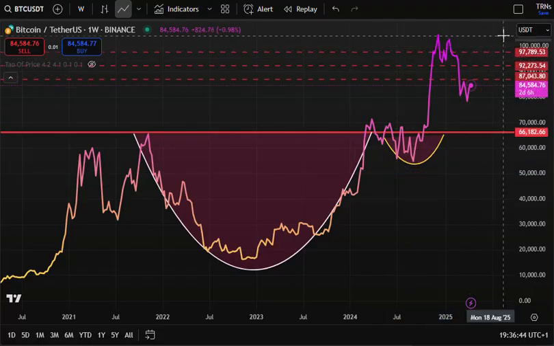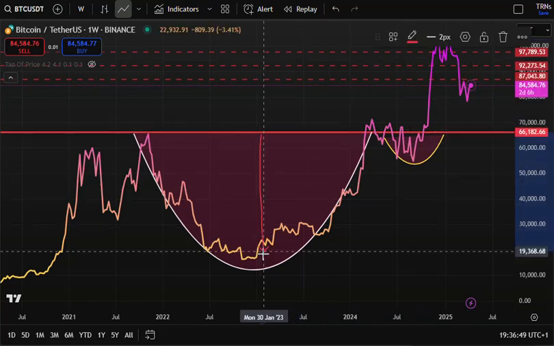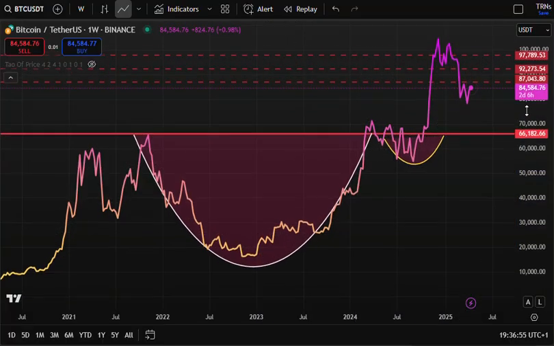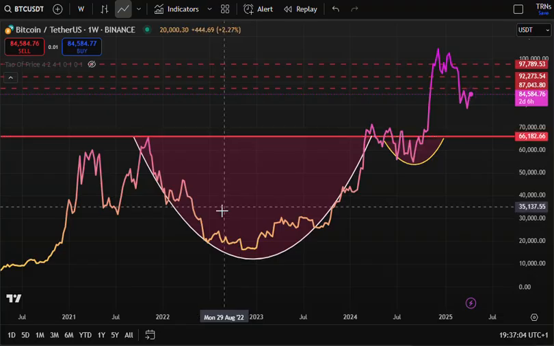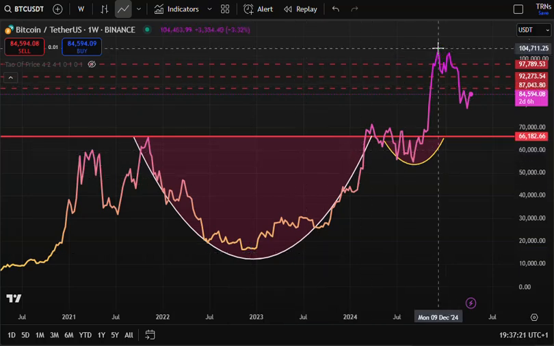Now, what's the target? Well, you measure the depth of the cup, and then you apply that to a target point up top. So we're using Bitcoin right now. If I took the old top of say 66,000, and we say it went down to 16,000, that's 50,000. Now, if I take 66,000 plus 50,000, I get 116,000. It went to 109. That's damn close.